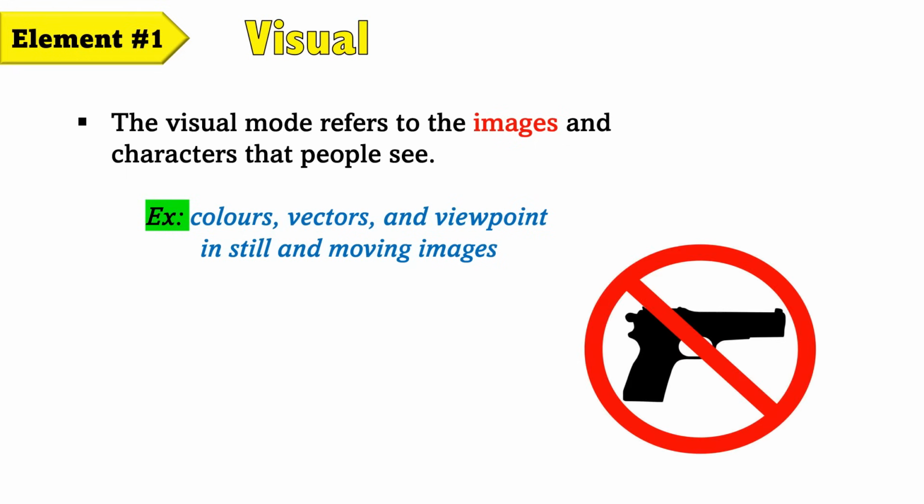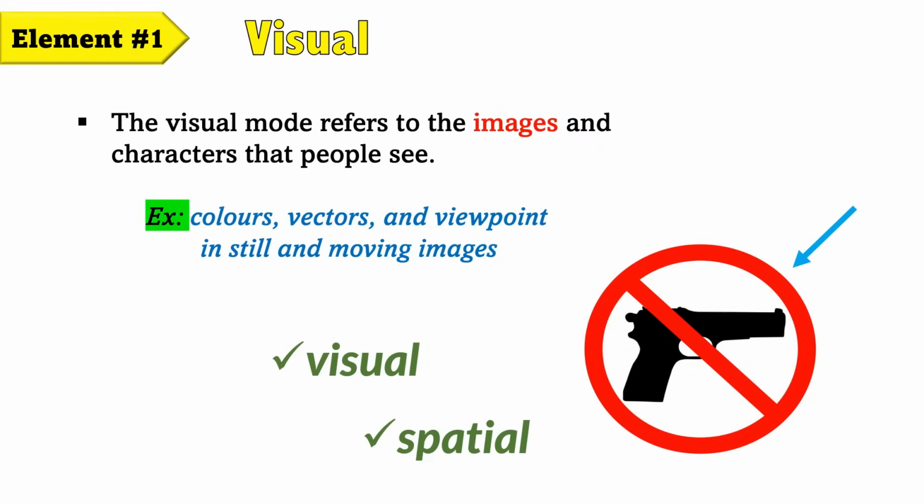Take a look at this no-gun symbol. The visual element dominates on this sign. However, we might be able to say that the sign uses the spatial mode as well, since the gun appears behind the red bar that signals no or not allowed. Spatial mode has something to do with the arrangement of elements in space. Deeper explanation about this element will be provided in the succeeding slides.